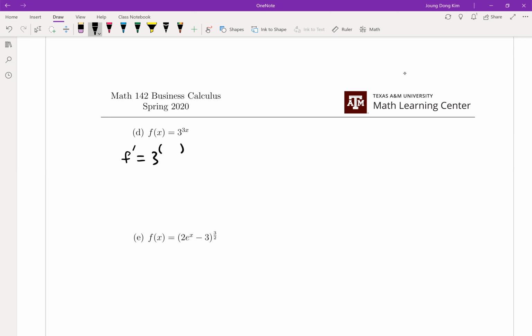You know why I do not write the exponent, right? Because that is the second layer. We have to multiply ln 3. Now let me write your inside. The derivative of 3x is 3. Okay, that's it.